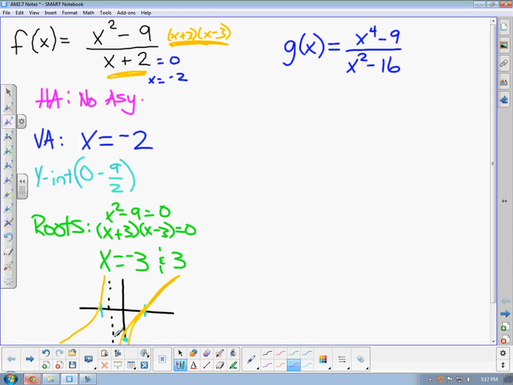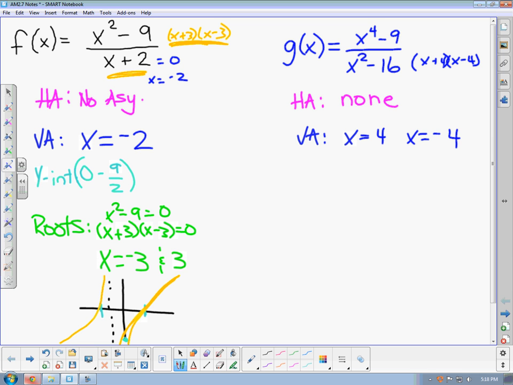With our other function, 8 x to the fourth minus 9 over x squared minus 16. Horizontal asymptote. Still, there isn't one because the top degree is bigger than the bottom. The vertical asymptote, setting that equal to 0 and solving would get you x equals 4 and x equals negative 4. You can factor it to x plus 4, x minus 4, or take the square root of 16. Either way, you get the same thing.